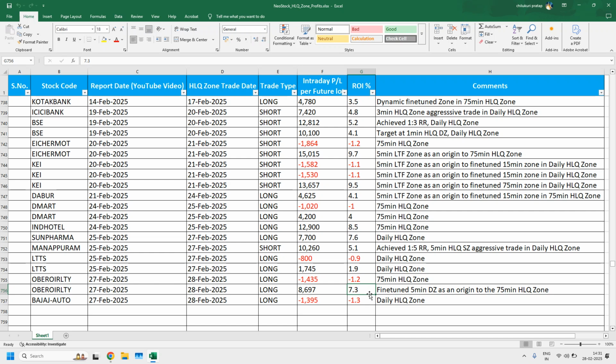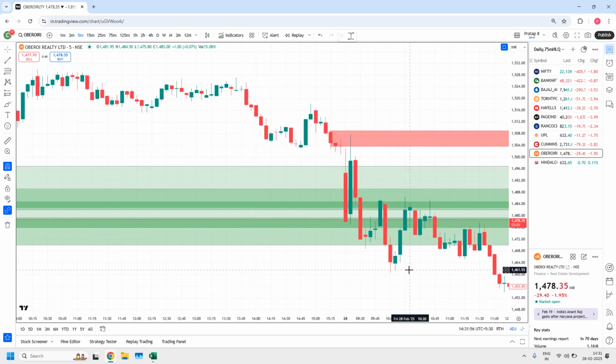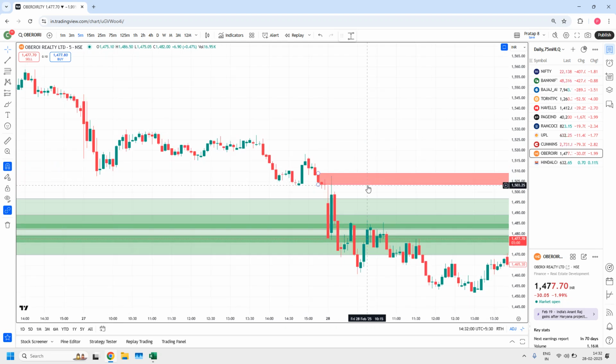And which concept helped us? Lesson 22, lower time frame zone as a horizon to the higher time frame zone. Today the market is down so many points, but even then this trade gave very good profit. That is the power of lesson 22, lower time frame zones as a horizon.